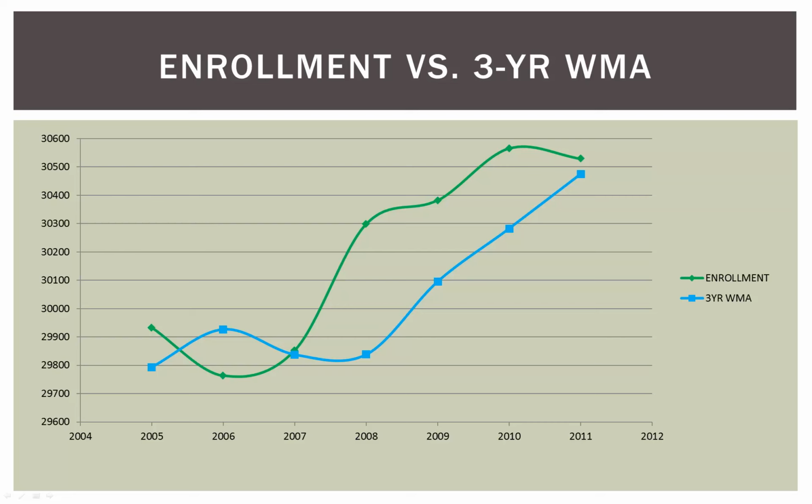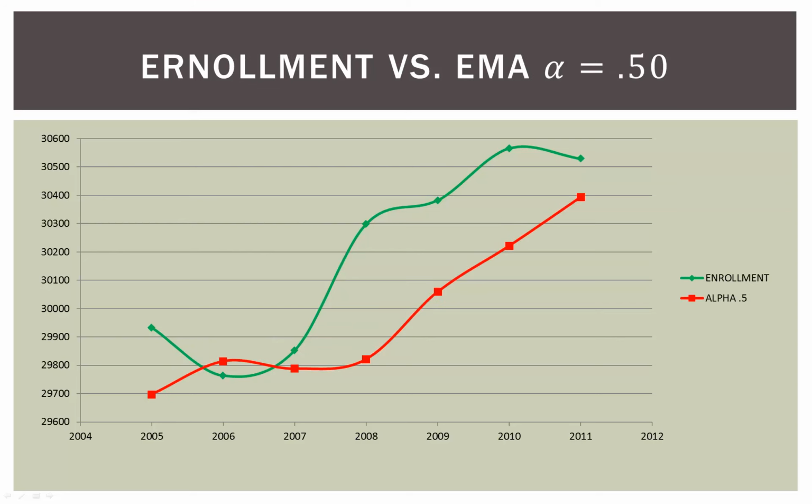Another way to think about error is the distance between our actual data, in this case enrollment, and our forecast, which is in the blue. The narrower that distance between the two is, the less error is present. So here's the graph for our exponential moving average with an alpha of 0.5. Now I'll flip back and forth between all 3 so you can see how they relate to each other.